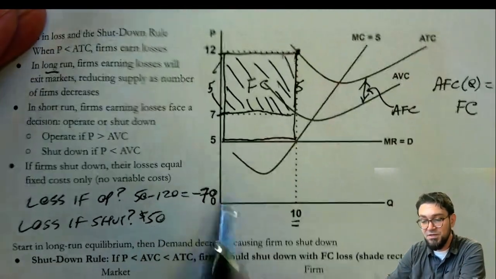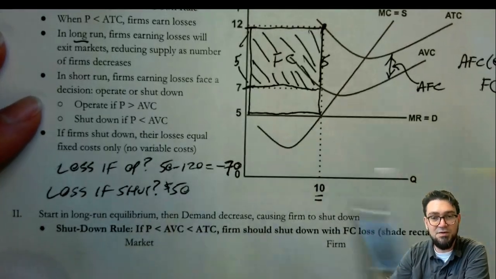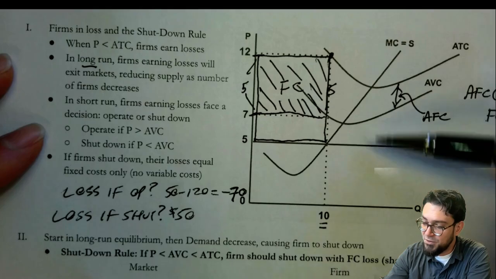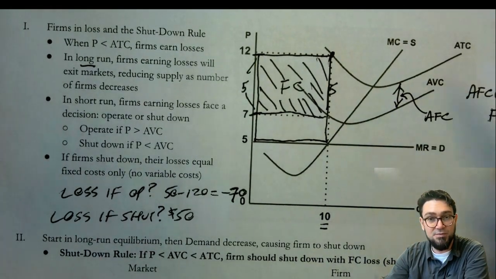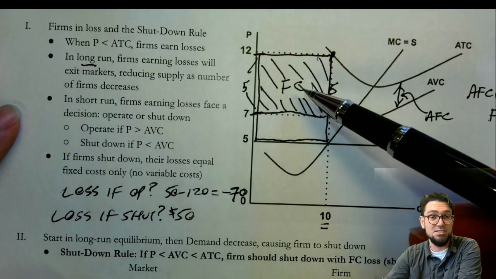Which would you rather lose, $50 or $70? Well, clearly you'd rather lose 50. And that's because if the price falls below the AVC, below the bottom of this AVC curve, the firm is actually better off just accepting their losses as their fixed cost.